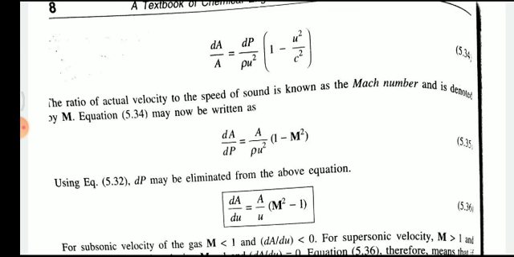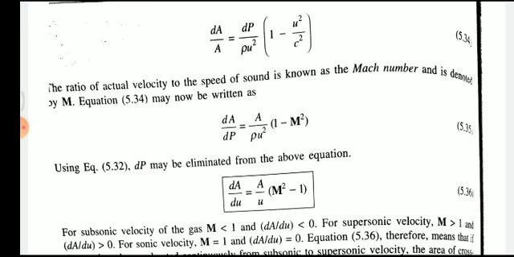The equation may be written as equation 5.34: dA by dp, and A is multiplied over there, so dA by dp is equal to A by rho u square into, in place of u by c, M, which is the Mach number. So it is 1 minus M square.